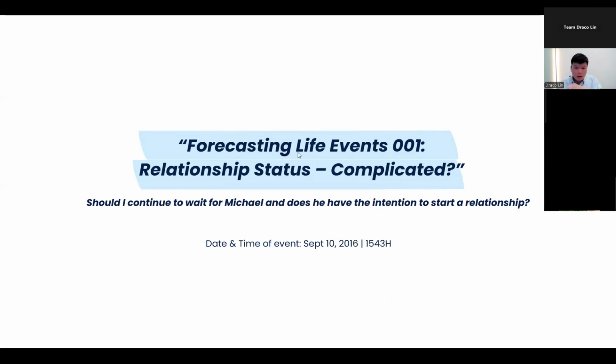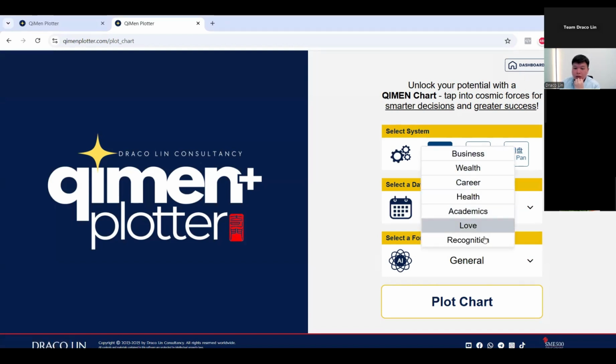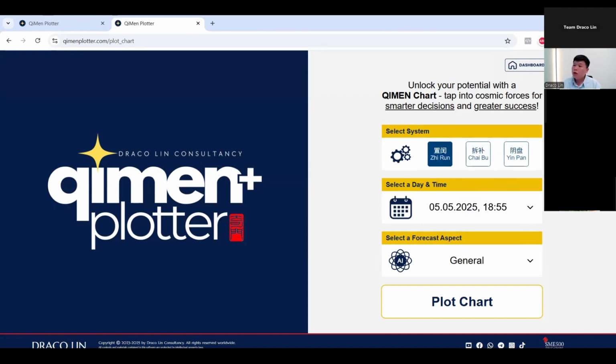Come, let's go. Let me bring you to the Qimen plotter. This one here is the Qimen Plus plotter, where we can have different forms of forecast. In this case, you can also backtrack. I want to introduce one of my very old articles that I wrote in the past. If you have a case study that you did in the past, you can use Qimen Plus to backtrack and see what you have done well and what you have done wrongly.